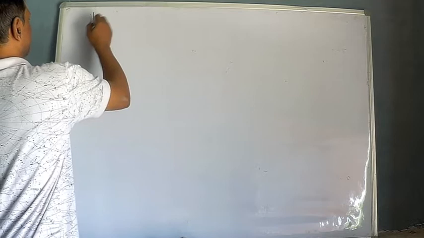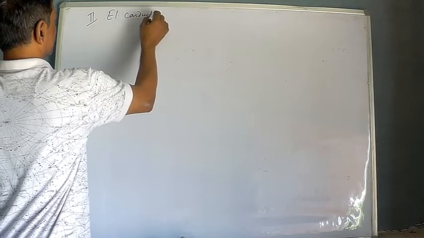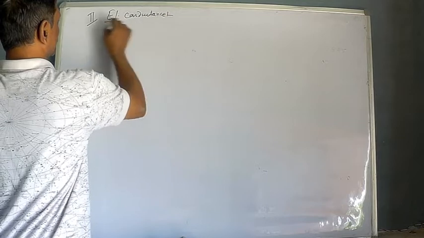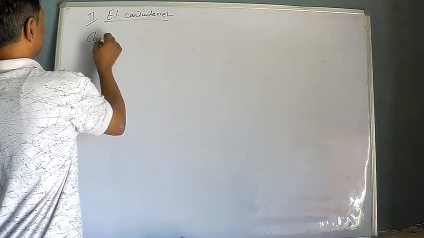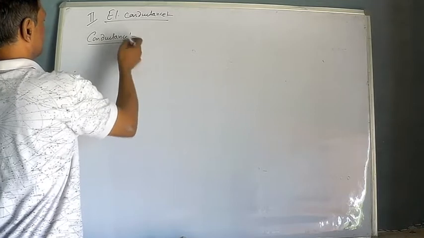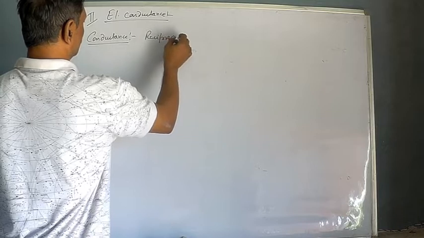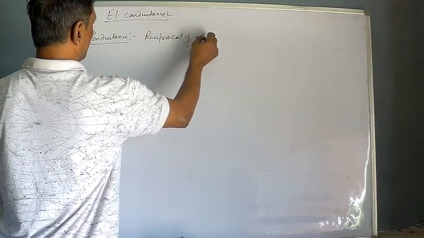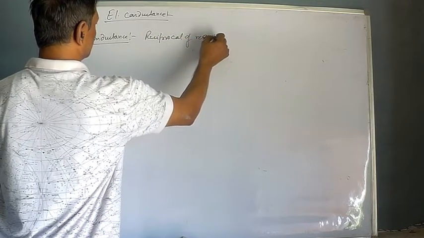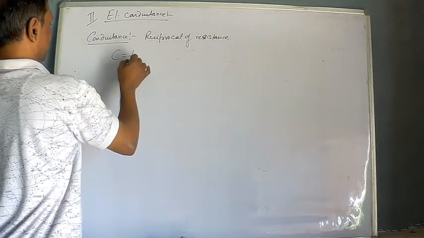Second topic of the chapter, electrolytic conductance. So what is conductance first? Conductance is defined as the reciprocal of resistance. So class, we can write C equals 1 by R.